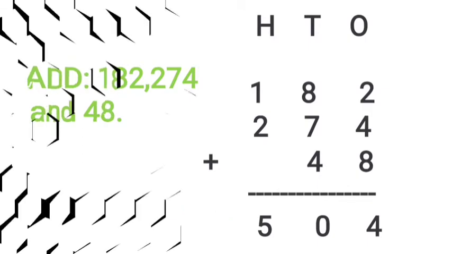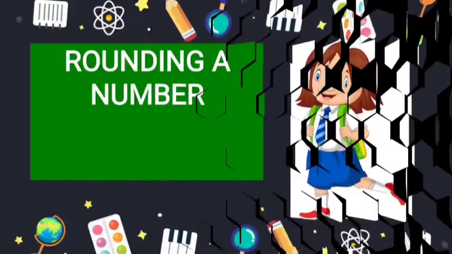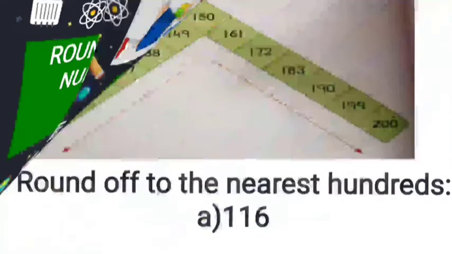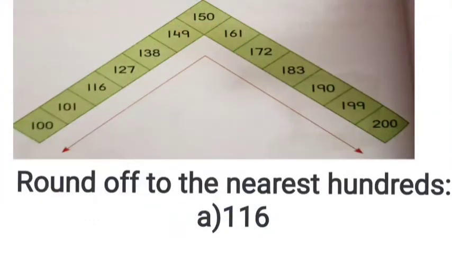Next, our topic is rounding a number. Rounding means making a number smaller or larger. You have already learned how to round a number to the nearest tens. Now in this video we will learn how to round off to the nearest hundred. For example, here we have taken one number, 116. We have to round it off to the nearest hundred.